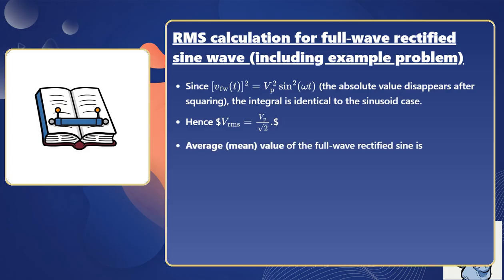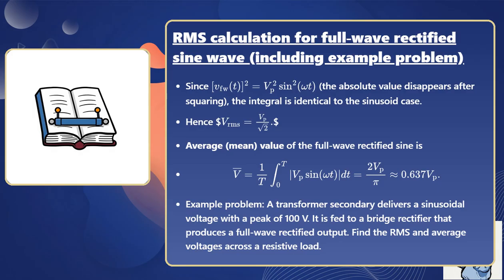The average, or mean, value of the full wave rectified sine is V bar equals 1 over T times the integral from 0 to T of the absolute value of V sub p times sine omega t dt, which equals 2 V sub p over pi, approximately 0.637 V sub p.